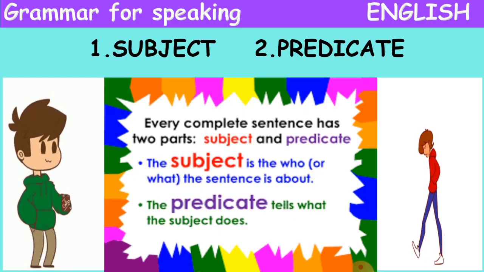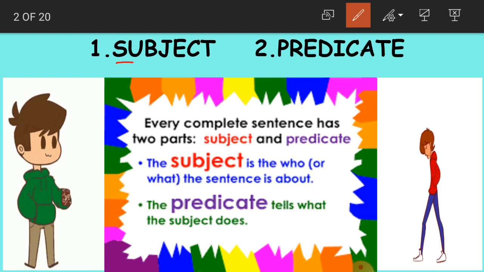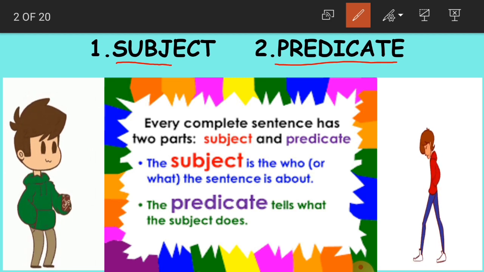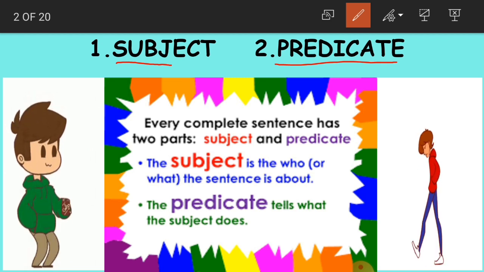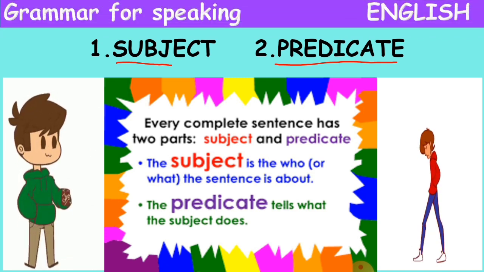The first one is subject. The first one, what we need to learn, is the subject. And the second one is the predicate. So what is the subject here? The subject is the who or what the sentence is about. And what is the predicate? The predicate tells what the subject does. So we are going to learn it in detail. The first one, subject, and the second one, what you have to remember, is the predicate.